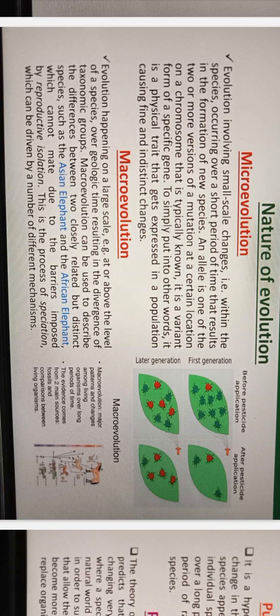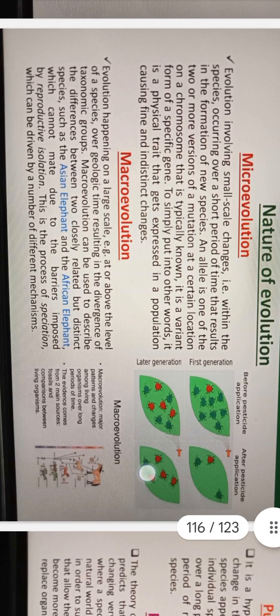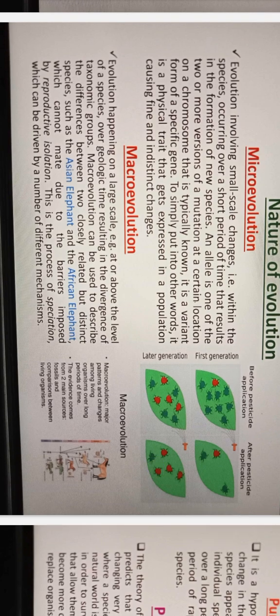Then macroevolution: evolution happening on a large scale, at or above the level of species, over geologic time, which results in the divergence of taxonomic groups. Macroevolution can be used to describe the differences between two closely related but distinct species, such as the Asian elephant and the African elephant, which cannot mate due to the barriers imposed by reproductive isolation. This is the process of speciation, which can be driven by a number of different mechanisms.